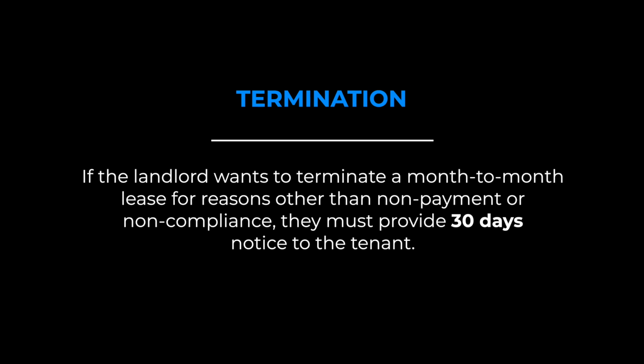If the violation is not fixed by the time frame determined by the landlord, the tenant must move out. Termination. If the landlord wants to terminate a month-to-month lease for reasons other than non-payment of rent or non-compliance, they must provide 30 days notice to the tenant.